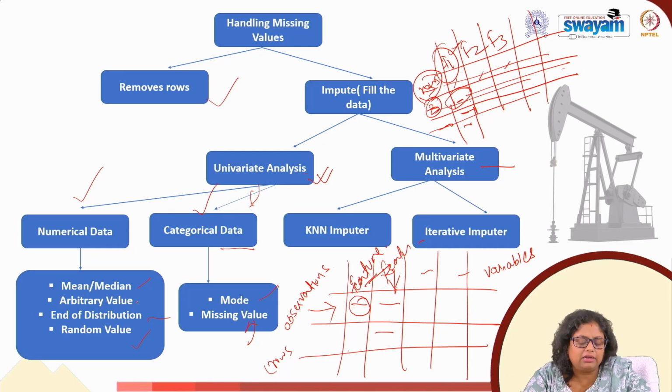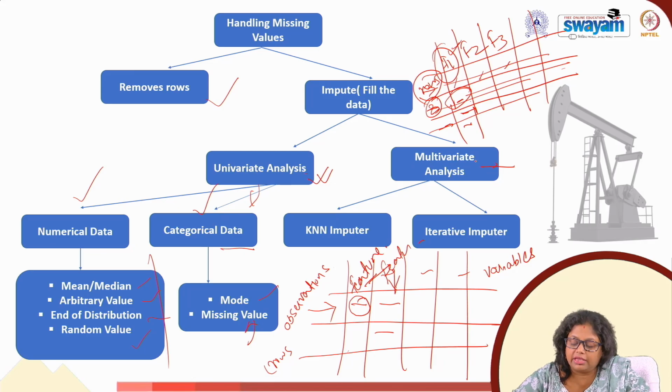That's the one thing. The other thing we can do is put in some arbitrary value, or maybe some random value, or something at the end of the distribution, which we will be discussing. Then, talking about multivariate analysis, when we are imputing values in the multivariate case.